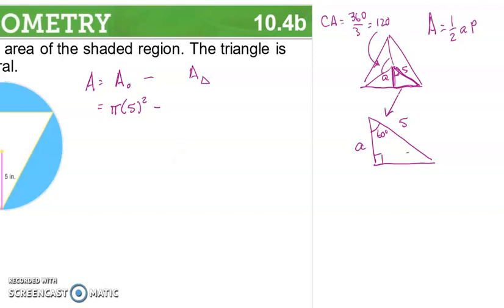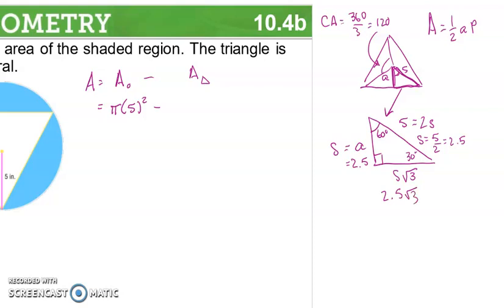This is a 30, 60, 90 triangle. The 5 is on the 2s hypotenuse side. The a is the same as the s. This other leg is s times the square root of 3. So s, if I use this, must be 5 over 2, or 2.5. So s, or the apothem, equals 2.5. And then the other leg is 2.5 times the square root of 3.